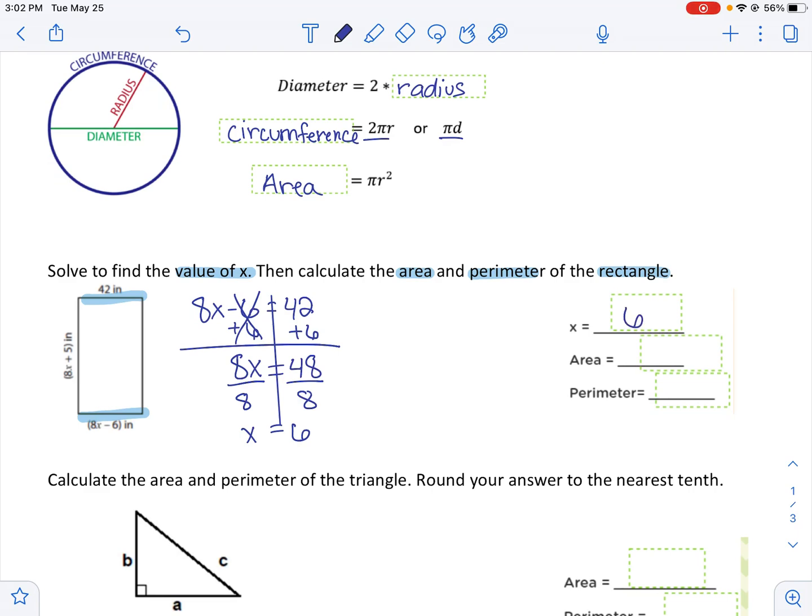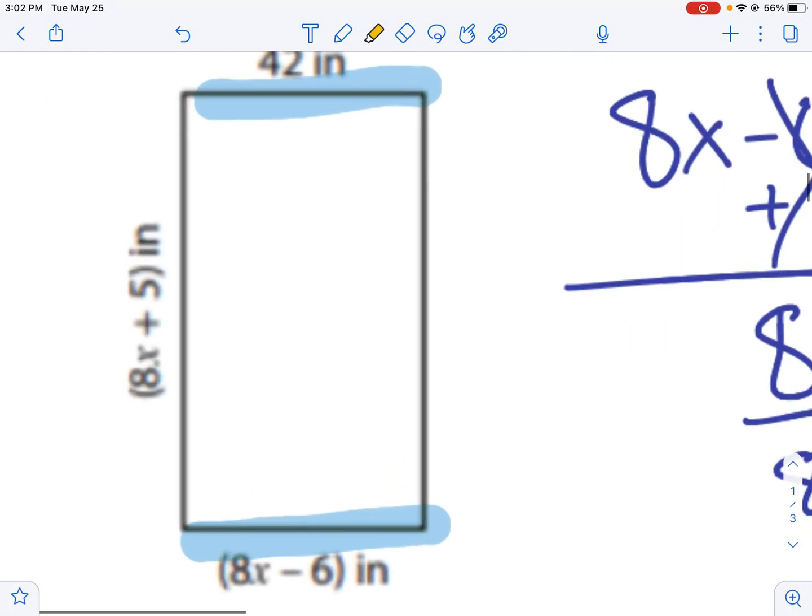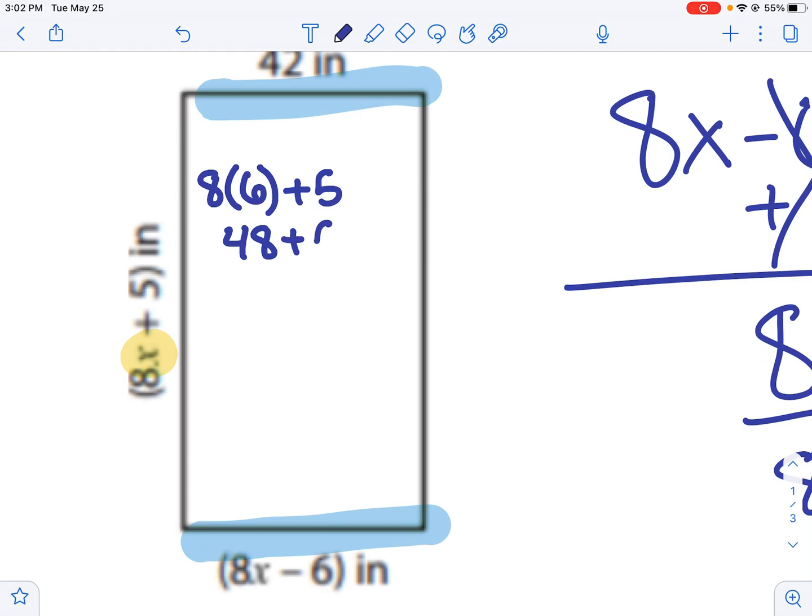So now that we know x equals 6, I need to plug it in for this value right here to figure out that actual length. So I have 8 times 6 plus 5. Well, 8 times 6 is 48. 48 plus 5 is 53. So this side length right here is 53 inches.